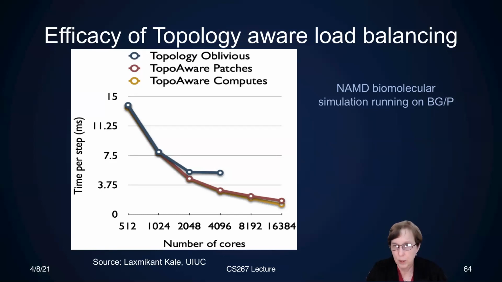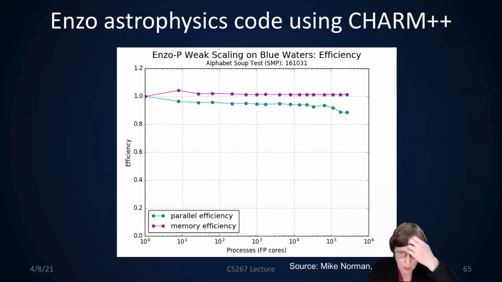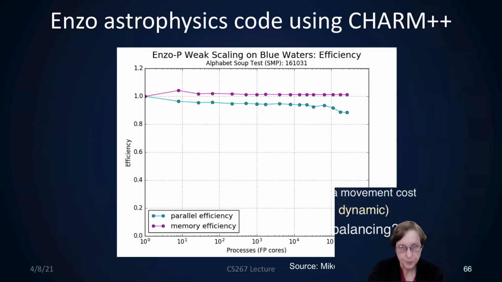And these are some results from NAMD, the molecular dynamics simulation. And this is actually not from UIUC, which is Sanjay Kale's group where Charm++ is developed, but from Mike Norman at UC San Diego, director of the San Diego Supercomputer Center, on an astrophysical simulation called ENZO, using Charm++. And so it scaled very well, as you can see, up to 10 to the 5th cores.